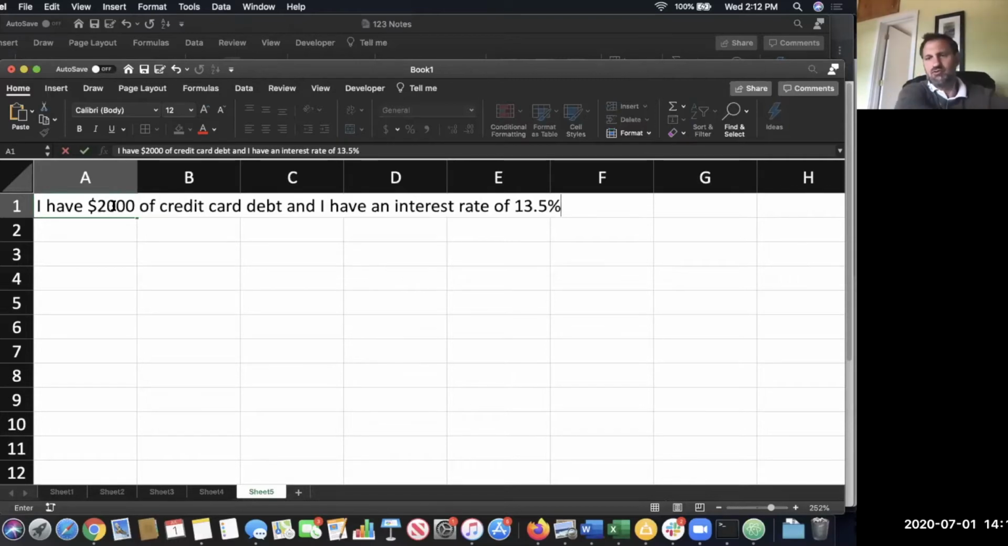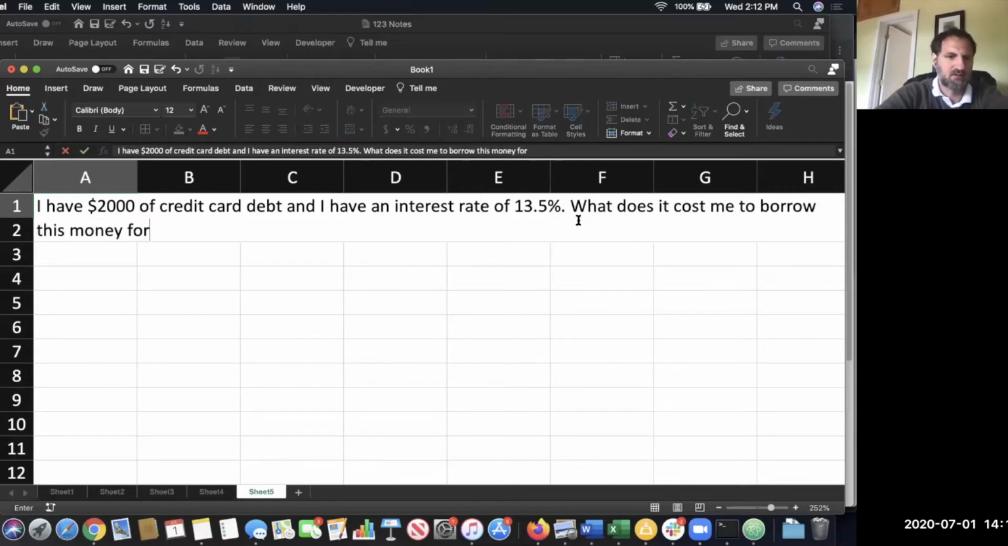on the low side of kind of mediocre. It's not a terrible rate, but it's not a great rate. What does it cost me to borrow this money for a month?